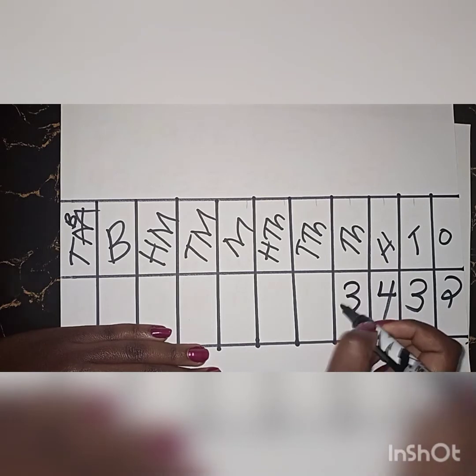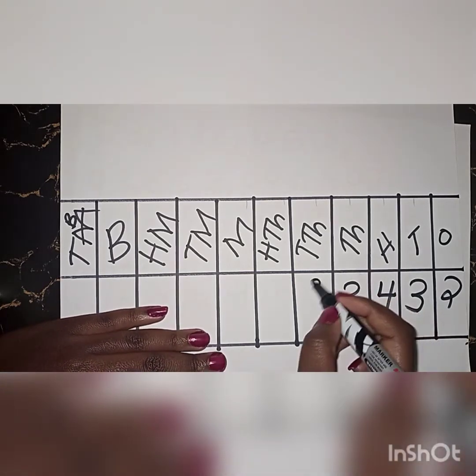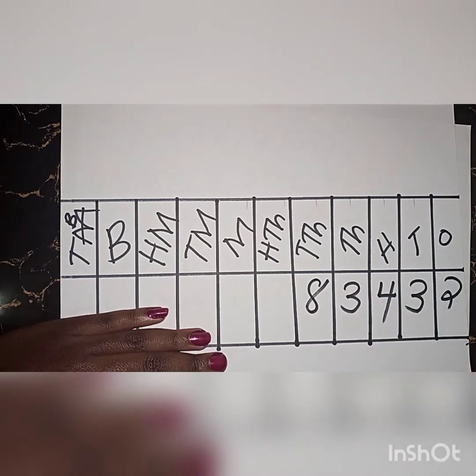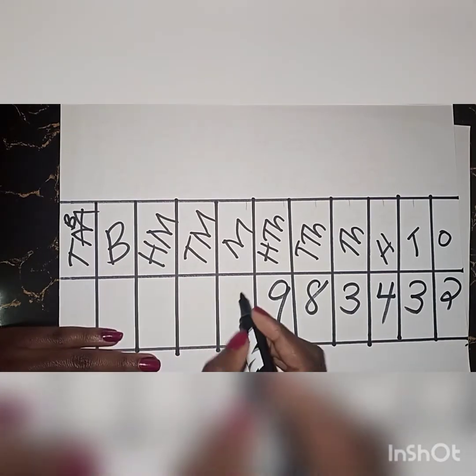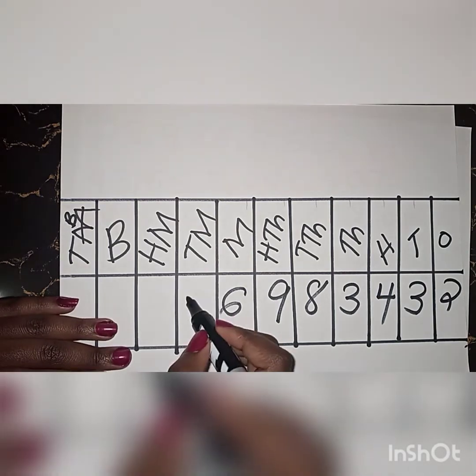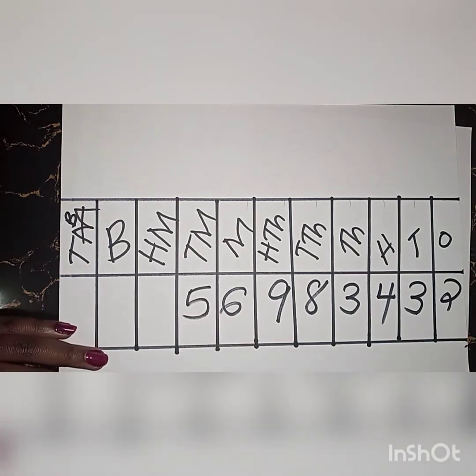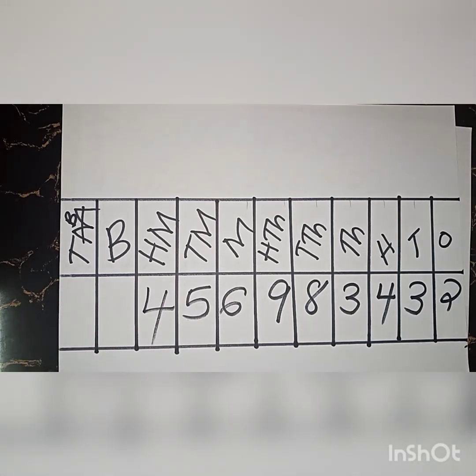other 3 is in the thousands place, 8 is in the 10,000s place, 9 is in the 100,000s place, 6 is in the millions place, 5 is in the 10 millions place, and last but not least, 4 is in the 100 million place. Okay? Okay, and let's look at the question.